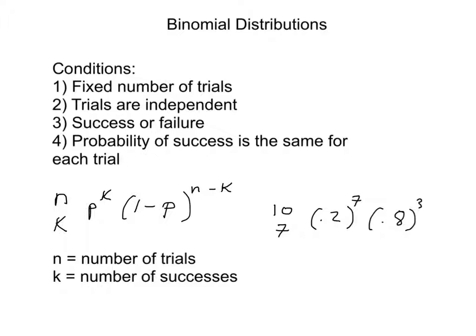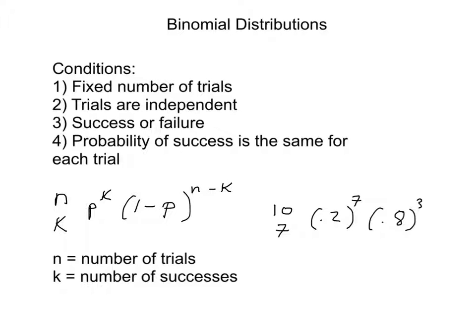And so the formula for this is n choose k times p to the k times 1 minus p to the n minus k. How you would set this up is n is equal to the number of trials and k is equal to the number of successes. So here we have 10 trials, let's say 7 are successes, and let's say the probability of a success is 0.2 and the probability of a failure is 0.8. That's how you would set it up.